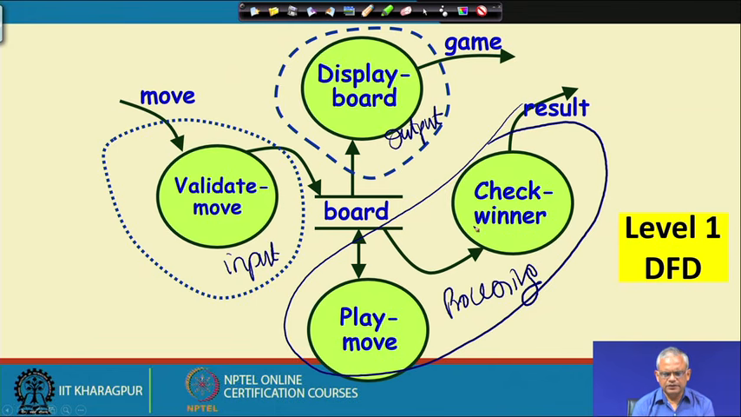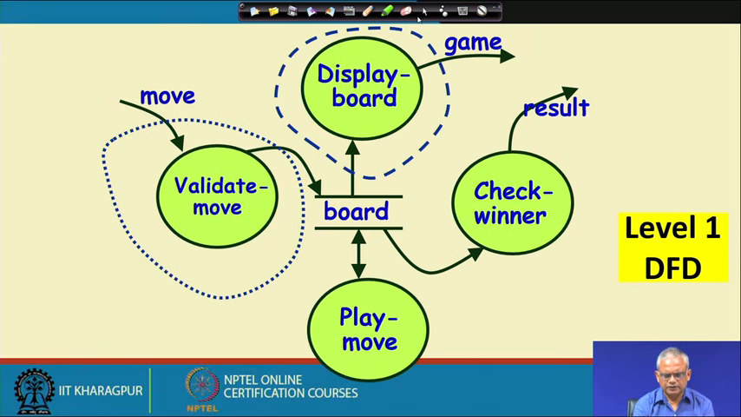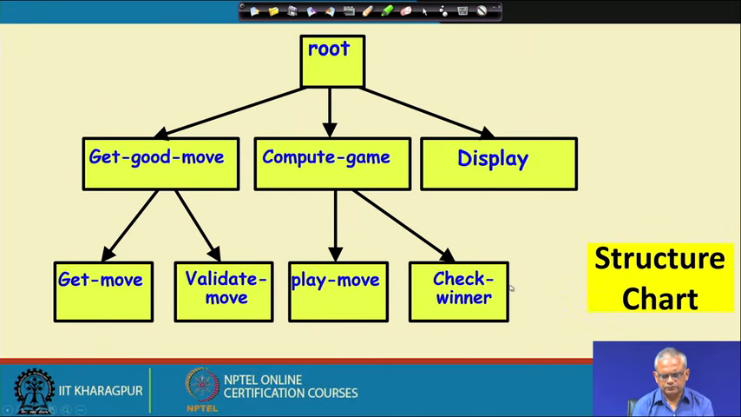And once we have done that, we can easily draw the module structure. So, this is the module structure: get good move, compute game and display. Observe here that these are factored, because get move and validate move are two works that are done by get good move. Similarly, compute game consists of two different activities, play move and check winner. If you observe the DFD, you see that these two are present, but it is not really necessary that each bubble that is mapped onto a module here becomes a submodule here.